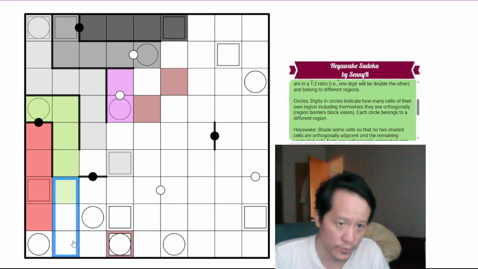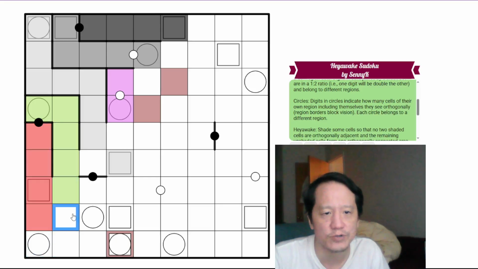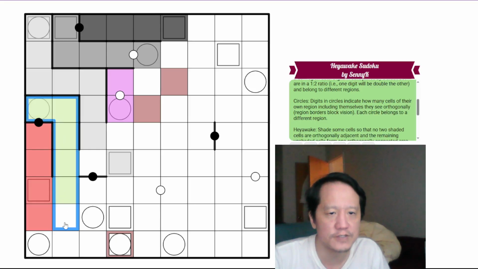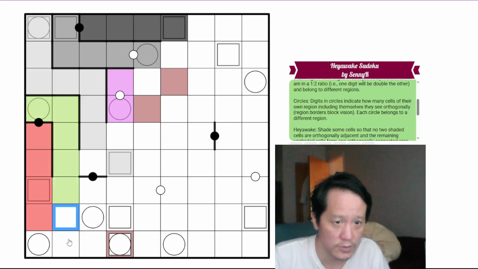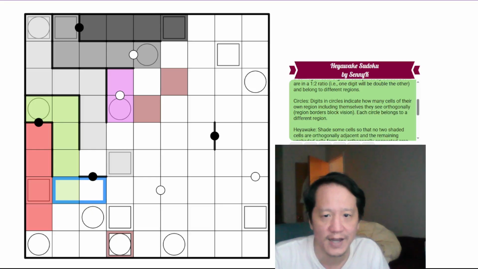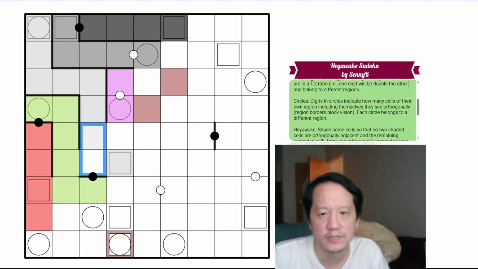Green cannot fully go here because then red doesn't have a full 9-cell region. So we can have 1, 2, 3, 4, 5, 6. Green cannot go here because that's a circle. Green can't end here, so green has to go that way, which means this has to be light because it can't be green here. And this would only be green or light as possibilities.